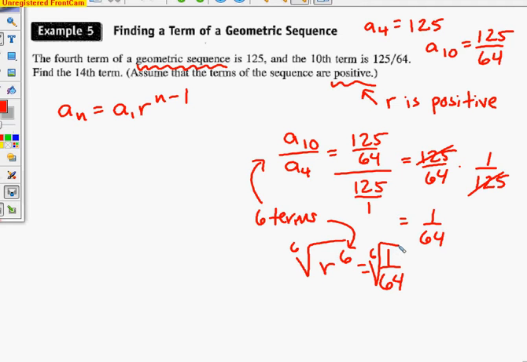And again, because this is an even index, you could potentially get 2 answers, positive and negative. But because it says assume that the terms are positive, this is going to be a positive ratio. And you can use your calculator to do this. You can use the X root button.